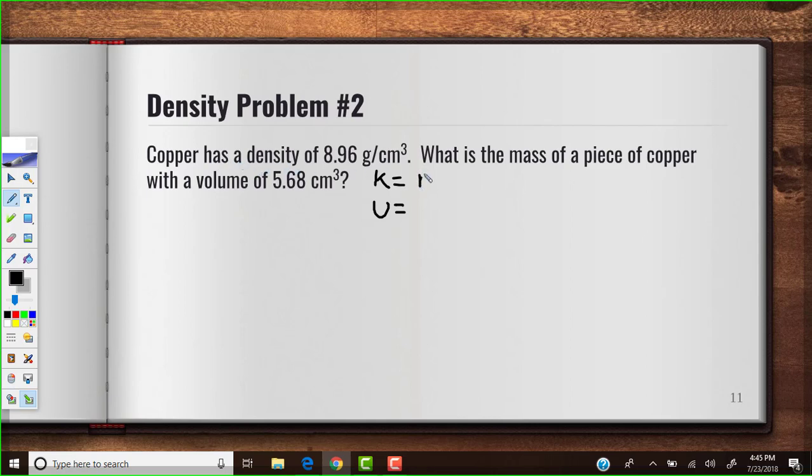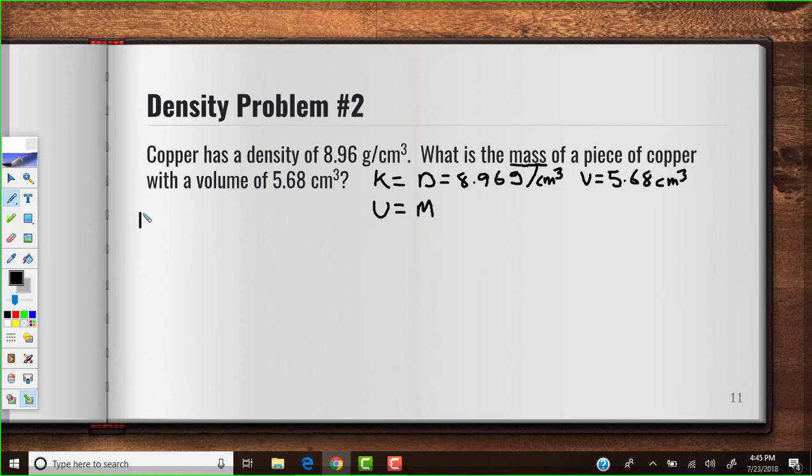The density is equal to 8.96 grams per centimeter cubed. And we also know our volume, which is 5.68 centimeters cubed. Now our unknown is what the question is asking for, and the question is asking for mass. So our unknown is mass. So there's two ways we can do this. We can rearrange the problem first, or we can plug the numbers in and then rearrange them. Either way is fine with me.